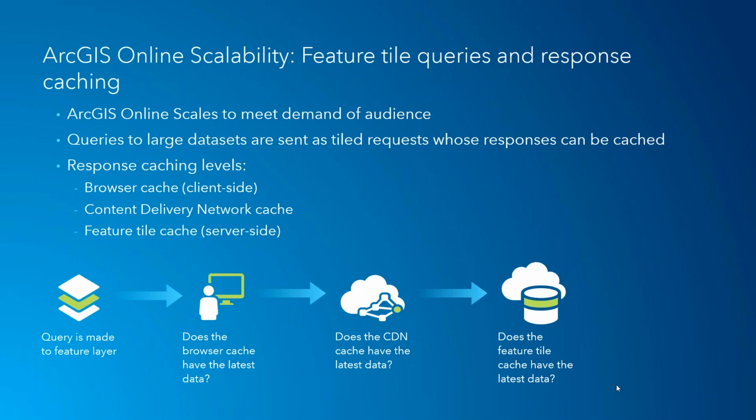If there's no information in the CDN cache, then we'll check for the feature tile request and see if it has the latest data. So that's another level of caching. And then if this request hasn't been cached before, so hasn't been made before or has changed, then we'll actually execute a new query to the database.